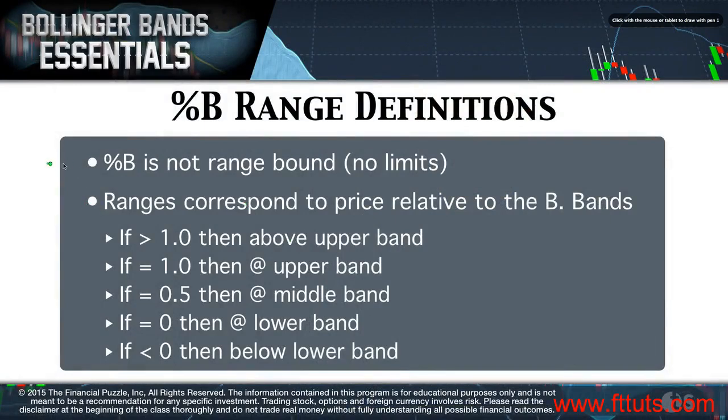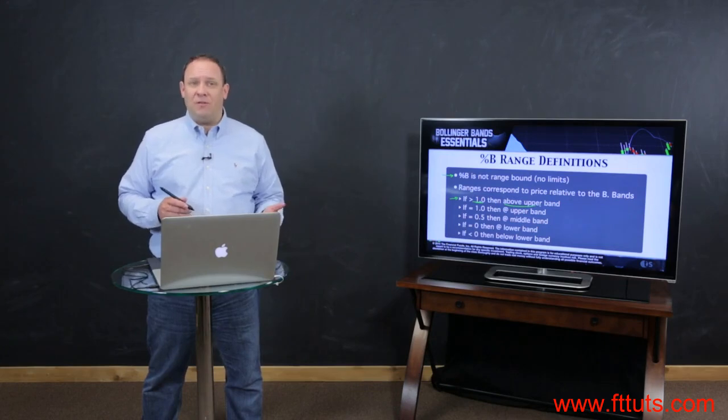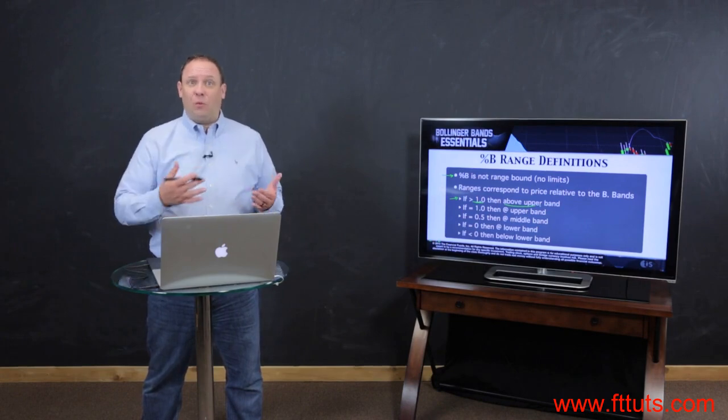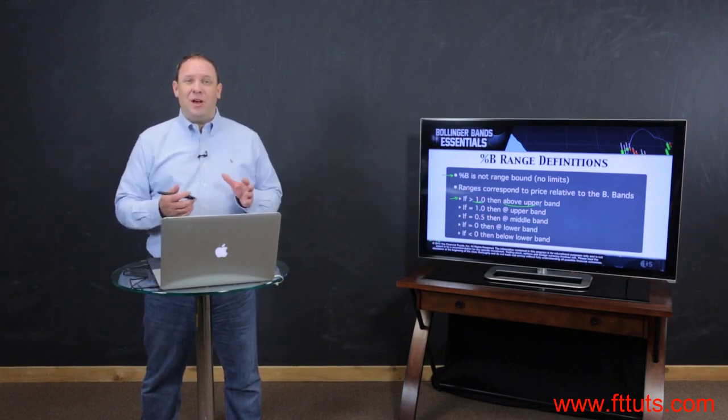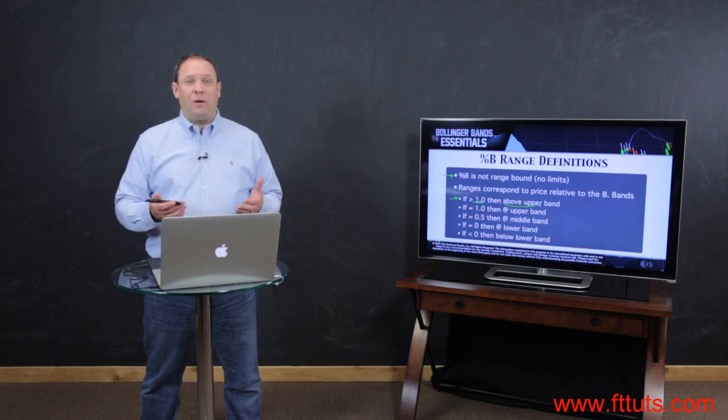Percent B is not range bound. In other words, there is no definite end to it, but there are definite settings, and here's what they look like. If we are greater than 1, then the stock is reading above the upper band. Now, what does that mean to be reading above the upper band? It means we're outside of that standard deviation, so it's relatively speaking quite high. In fact, it's way too far away from the average of what we've been trading at. So whenever you see a reading above 1, you know that you're going to be, relatively speaking, rather overbought on this particular trade.